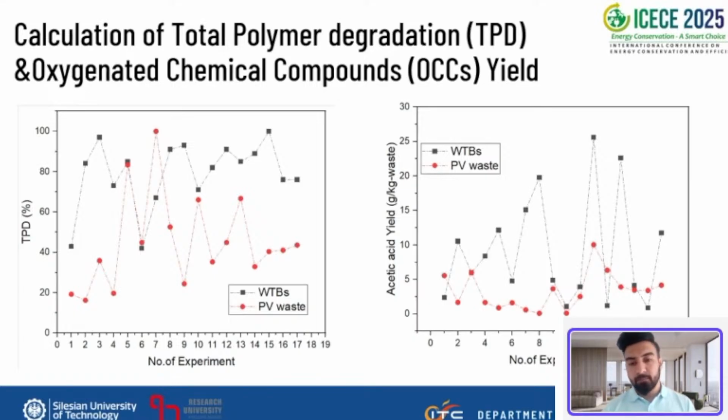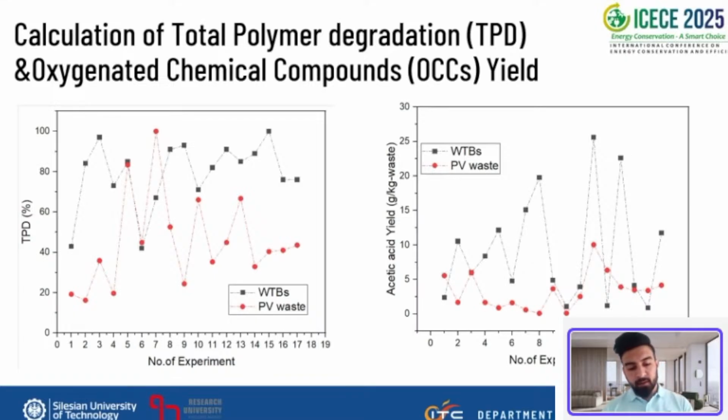And on the right side, we decided to check the acetic acid yield in grams per kg of waste. You are seeing for the wind turbine blades, against the number of experiments we performed, we got a very high concentration of acetic acid, reaching 25 grams per kg of the waste in some of the experiments. So these yields of acetic acid were again comparatively higher for the wind turbine blade waste as compared to PV waste.